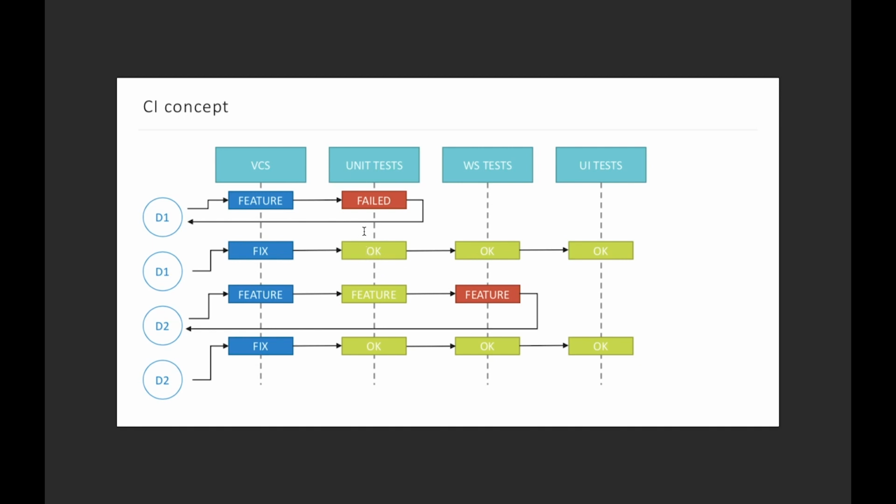If everything is okay, we go to the next step with some web service tests, and after that we go to UI tests. Everything will be run here. And it's the same for another developer too. If something is wrong, we go back to the very beginning and run everything again from scratch.